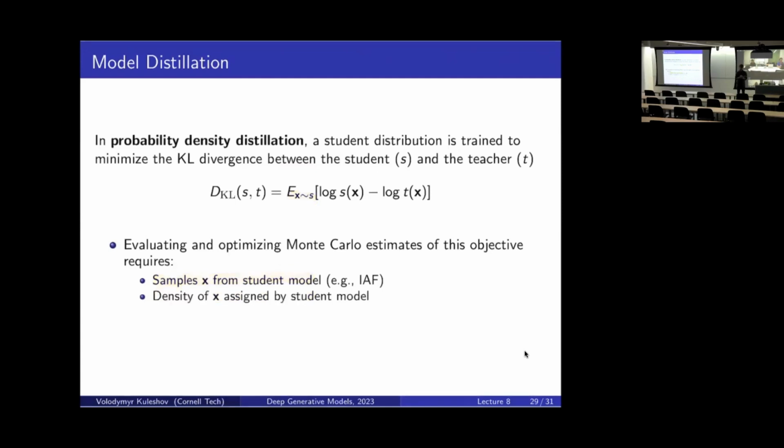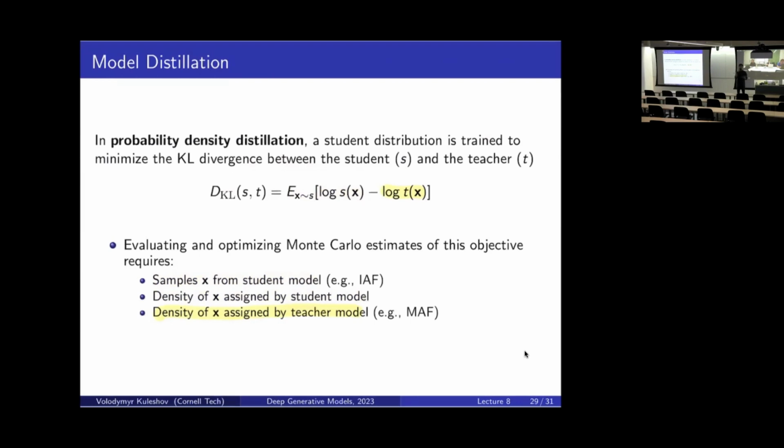Then I also need to evaluate the density of the student model. This is what's going on here. I have S of X. And finally, I also need to have the density of the teacher model, which is what's going on here. So this is applicable if we can find a student and a teacher model for which these tasks are solvable.